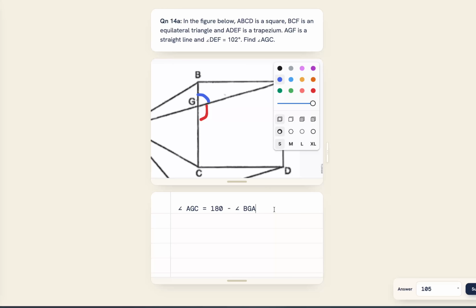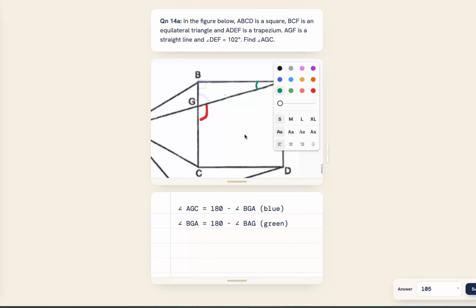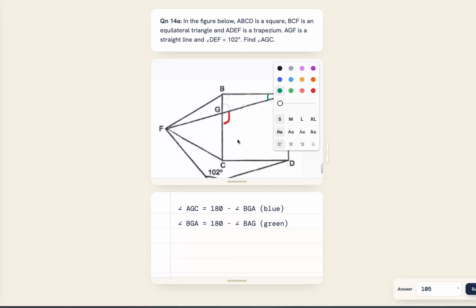For angle BGA, it's part of this triangle, which means 180 minus. And we also know that this is a right angle triangle because this triangle is inside the square. And lastly, we need to find this angle, BAG. So how do we get angle BAG? To get angle BAG, it's part of which triangle? FBA. So I'm going to highlight like this.